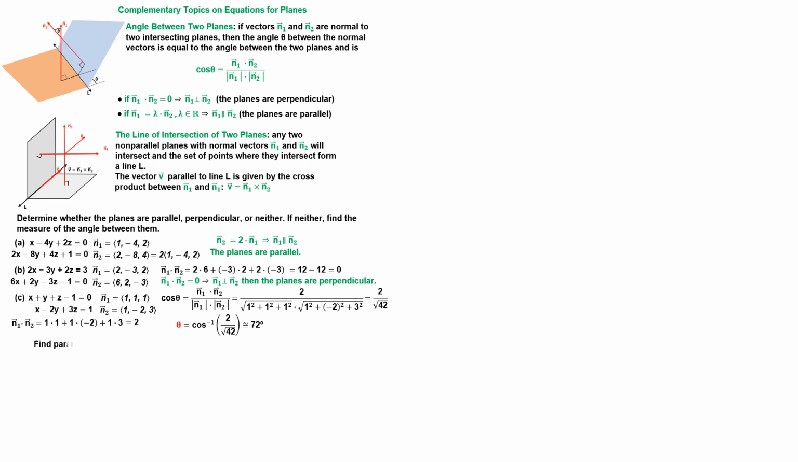Let's see how it works. Find symmetric equations for the line of intersection of the two planes. We should remember that to write an equation for a line, we need two things: a point on the line and a direction vector. A direction vector v parallel to the line is given by the cross product between the normal vectors to the planes.